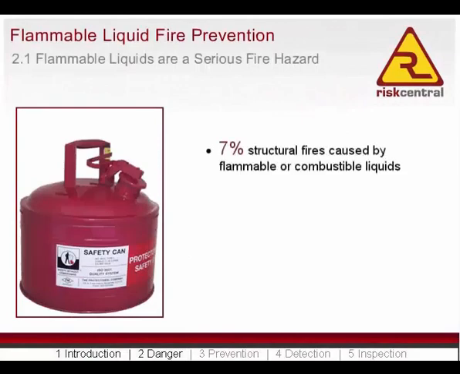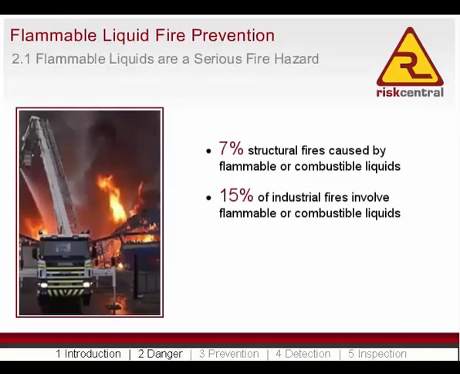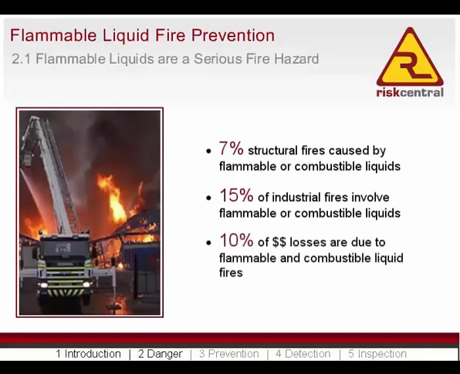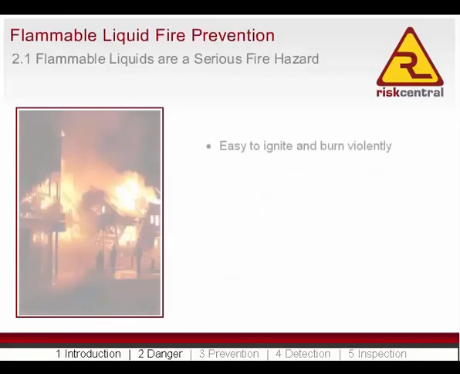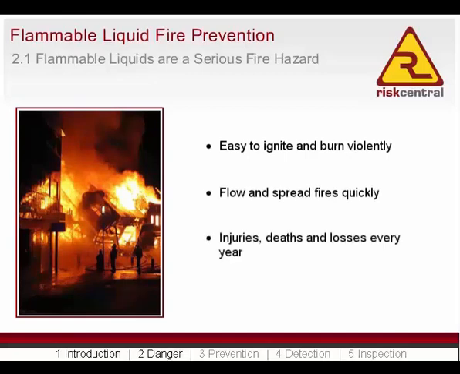Every year, about 7% of all structural fires begin with the ignition of flammable or combustible liquids, and about 15% of industrial fires involve flammable or combustible liquids. These flammable and combustible liquid fires account for 10% of the dollar losses due to fires. Flammable and combustible liquids are dangerous because they are easy to ignite and burn violently. Once alight, flammable and combustible liquids can flow and spread fires very quickly. These fires result in serious injuries, deaths, and millions of dollars of damage every year.